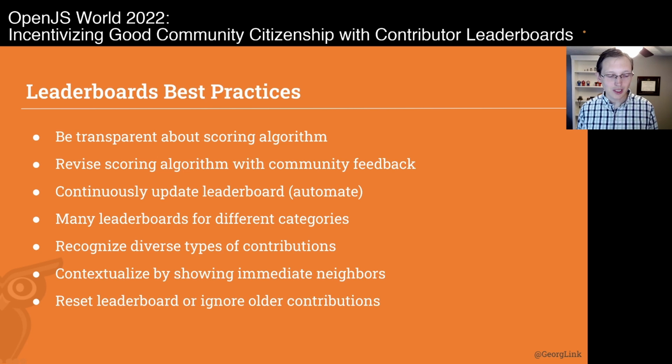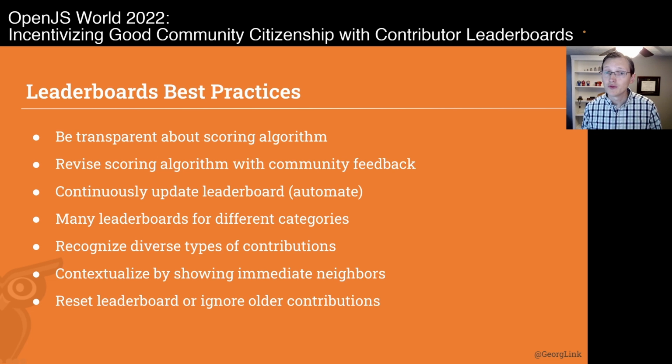There's nothing more frustrating than seeing a leaderboard where you don't know how you got there or why someone else is ahead of you. And so you want to give people the tool to actually improve their scoring. By saying, hey, this leaderboard is based on issues opened, commits made, and mailing list posts, you can help people understand where that ranking comes from so that they can also then do these desired activities.